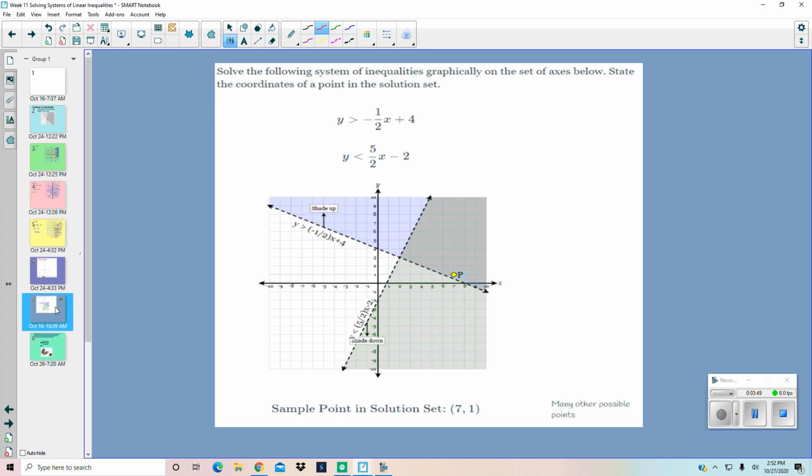So you can see it's overlapped in the gray area here. And they picked this point right here, 7, 1. You can pick any point in that gray area and it would be correct. And you just have to state the ordered pair.